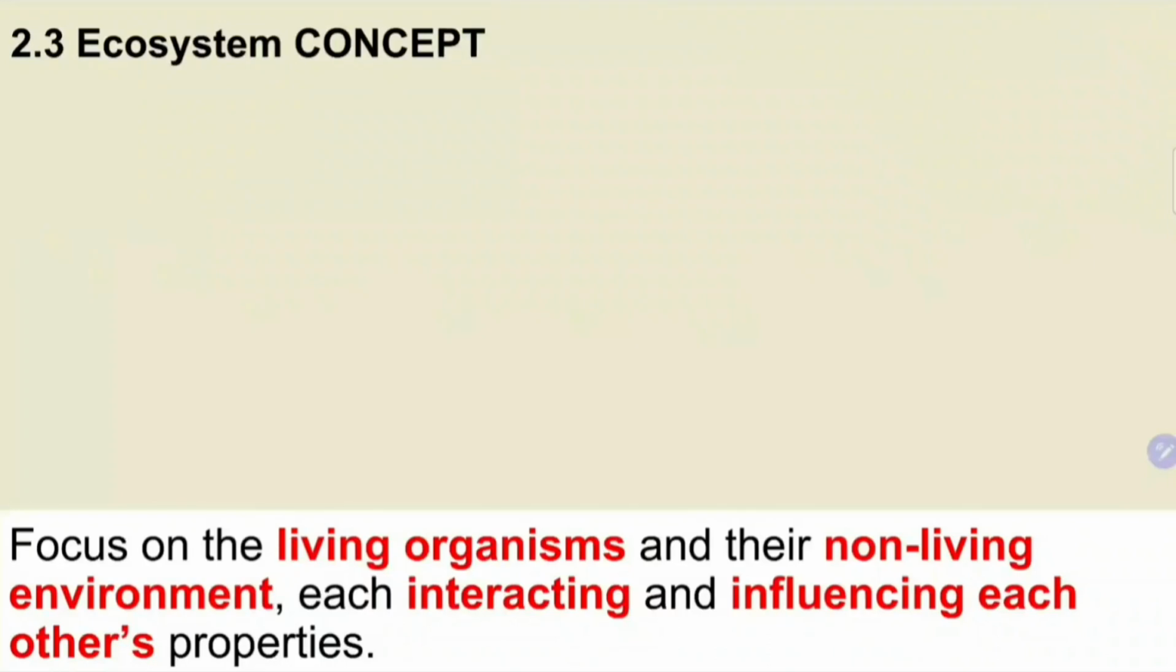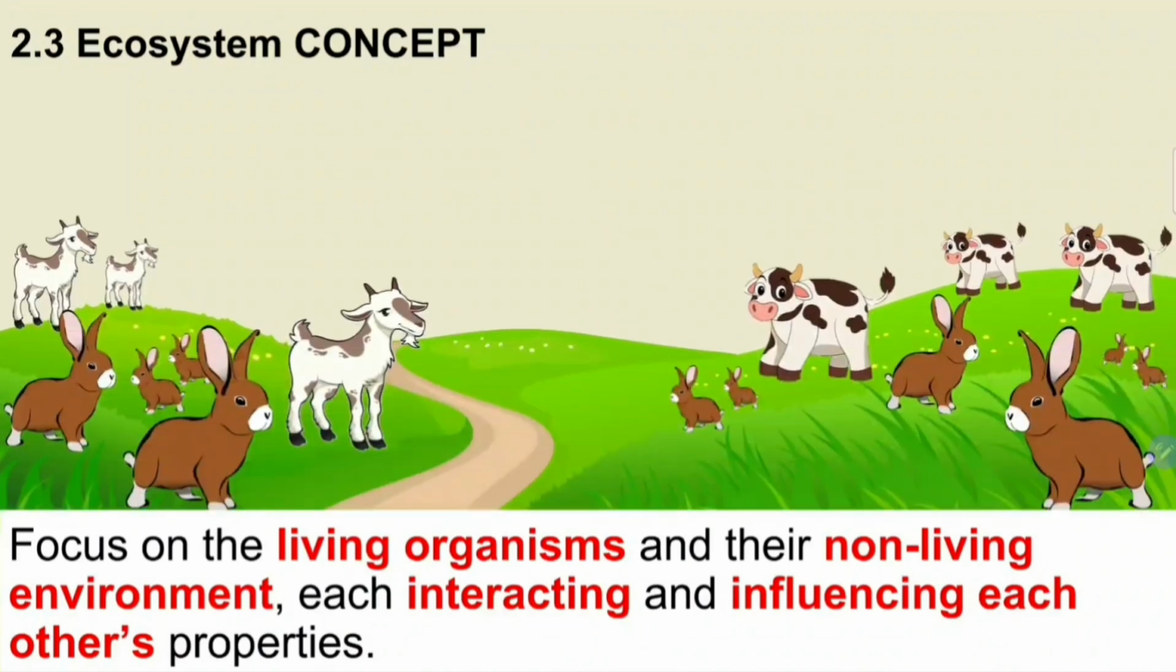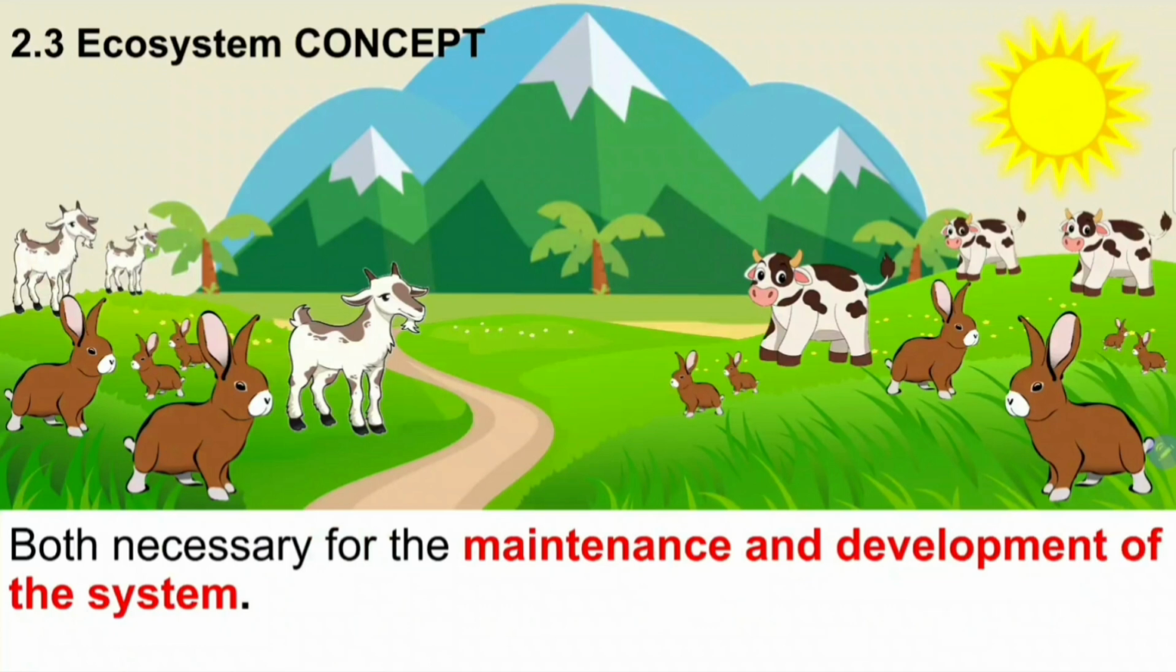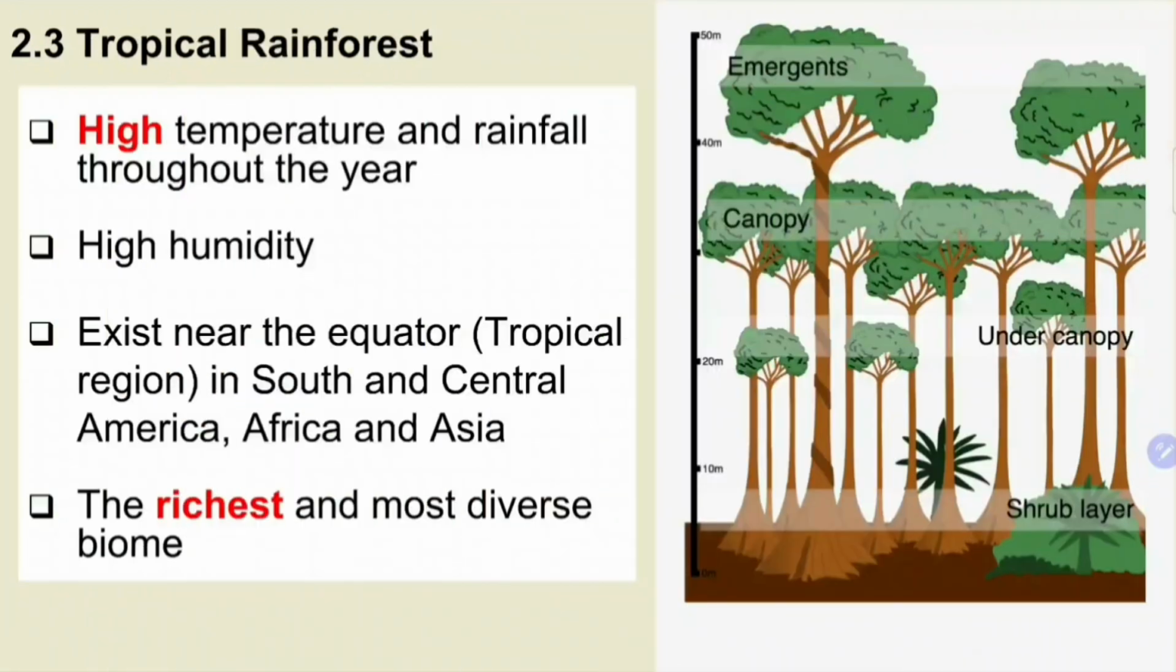As previously mentioned in the terminology section, ecosystem focuses on the living organisms and their non-living environment, each interacting and influencing each other's property. And both of these are necessary for the maintenance and development of the whole ecosystem. So now we're going to focus on the two main types of ecosystem. So the first one is the tropical rainforest.